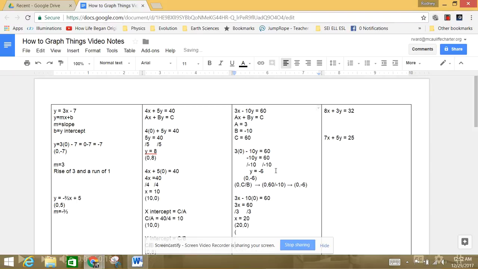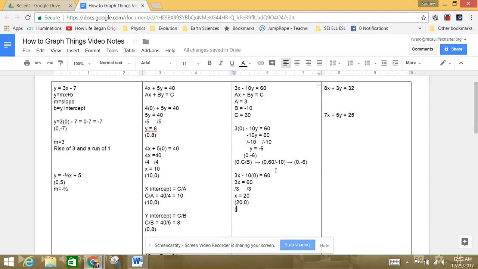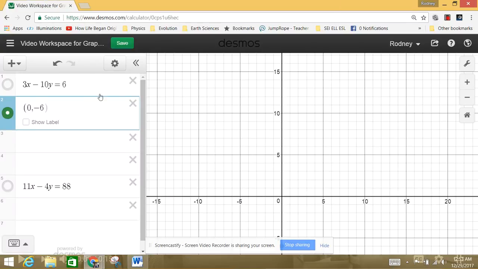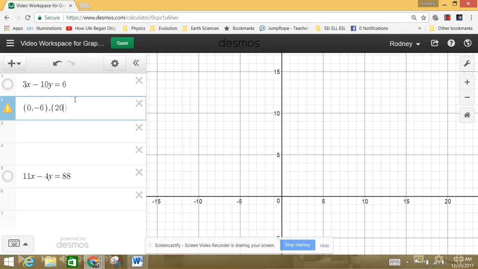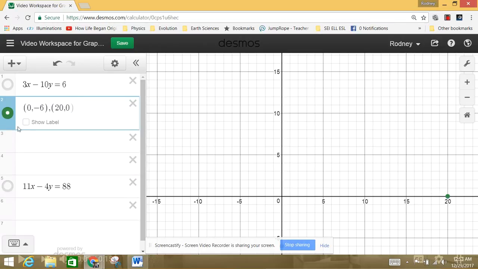And I'll take that point here. That means I'm using c over a, 0. That's going to be my x-intercept. Whatever c over a equals is my x-intercept if I have it in standard form. So that means I've got 60 divided by 3, 0, or 20, 0, which I already know is what I'm looking for. So I've got 20, 0. I'll show the label.